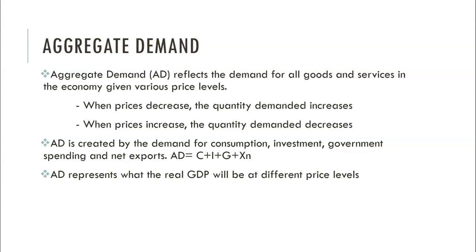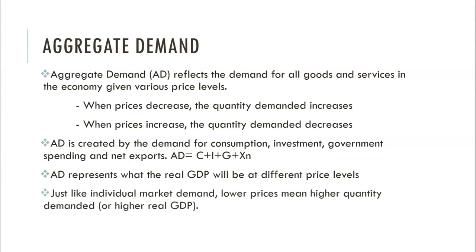Aggregate demand represents what the real GDP will be at different price levels. So it tells you how real GDP is going to change as the price level changes. Aggregate demand is that relationship between real GDP and prices. We're only going to have one actual real GDP in the economy, but if prices go up and down, it's going to affect what that real GDP actually is.